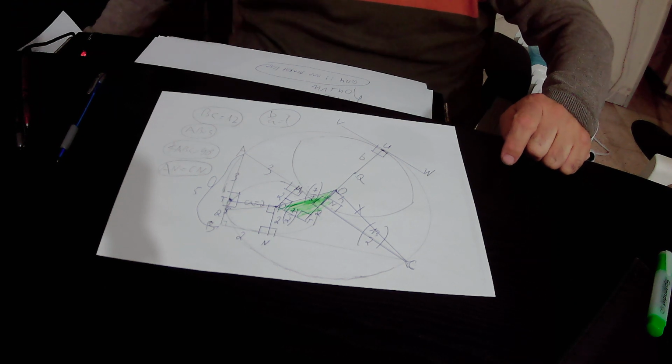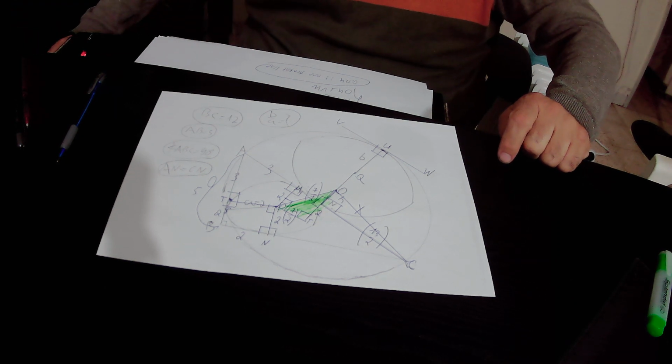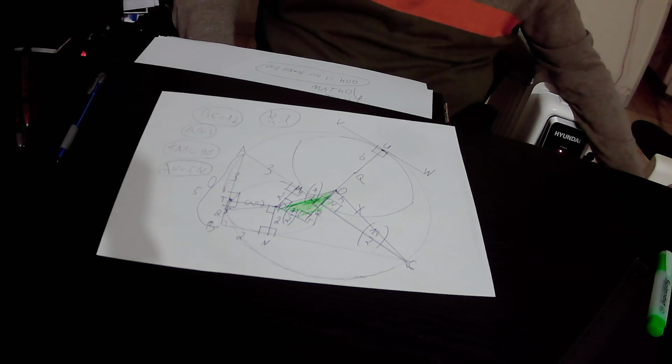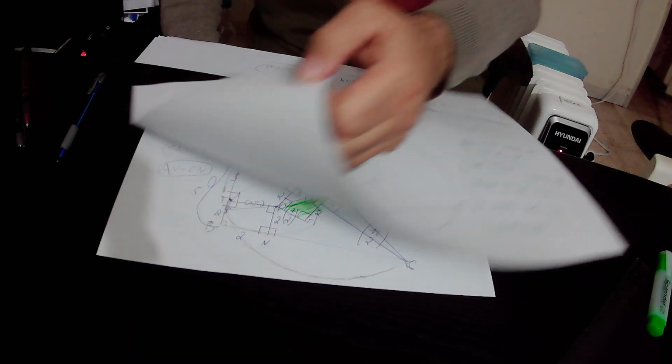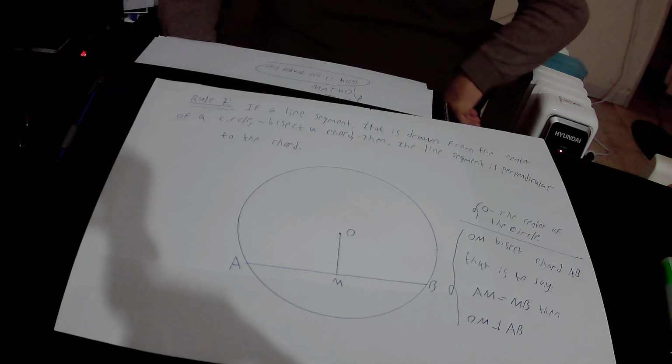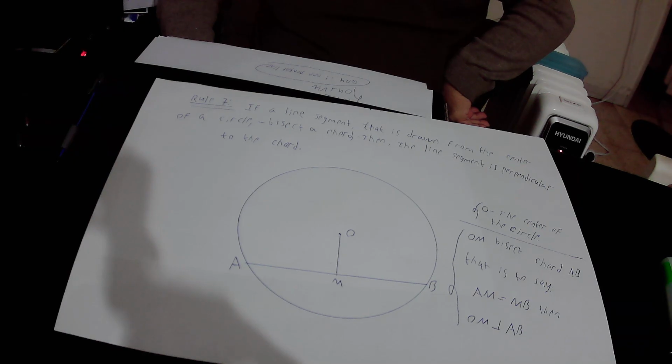Then I presented to you rule number 7, and we implemented rule number 7 in our drawing. According to rule number 7, if a line segment that is drawn from the center of a circle bisects the chord, then the line segment is perpendicular to the chord.